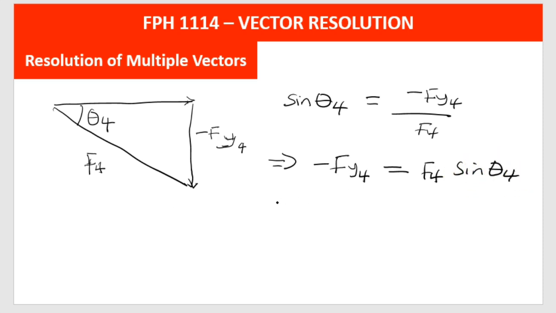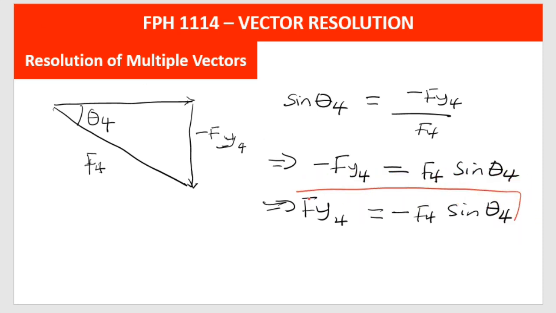So here we must take away this minus from here so that we can have Fy4 component to be equal to minus F4 sine theta 4. So this is what we have on the fourth quadrant.